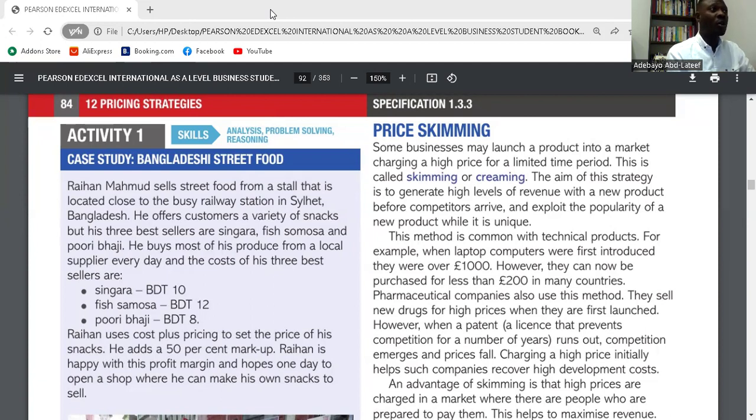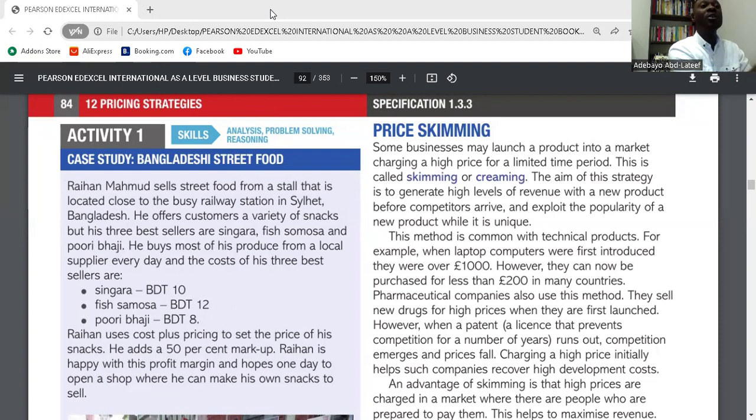So what you have to do with the markup is, you would have known your cost of production. Say my cost of production is $5. The markup given is 20%. So how do I get my price? It will be the unit cost plus the unit cost multiplied by the markup. That will give you the price.